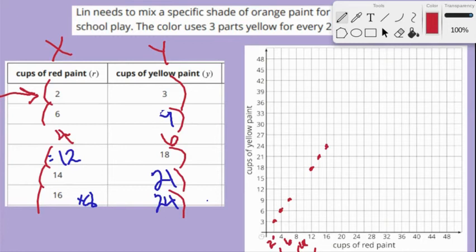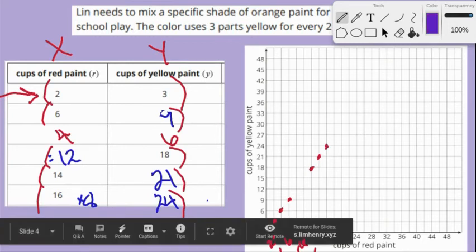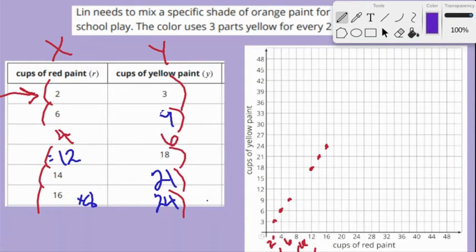Now, if I were to draw a line between them, if I were to start at the origin and draw a line that hits all of these points, I could. The reason you want to draw that line is so that you get a visual understanding of this relationship. I understand that as the amount of red paint moves, so does the amount of yellow. I understand that for every 2 cups of red paint, I get 3 cups of yellow paint, because that's exactly what my graph shows you.